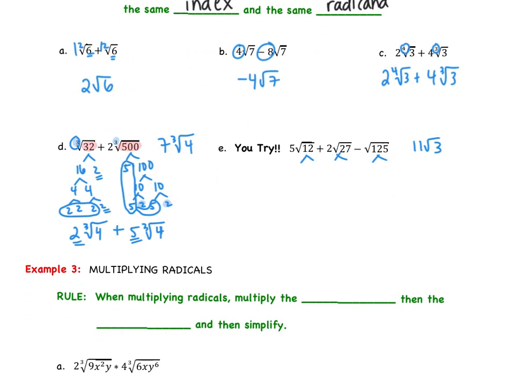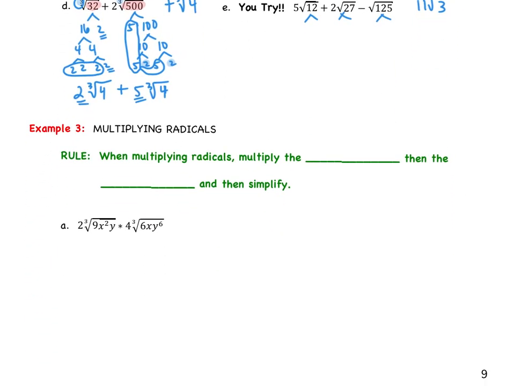Okay, so moving on, last thing we need to talk about is multiplying radicals. Again, we're going to talk about the rule, and then we will do an example. When multiplying radicals, multiply the coefficients, then the radicands, and then simplify. Okay, one piece to know. The index has to be the same. So that's important to know. We're not going to be multiplying when we have different indexes.